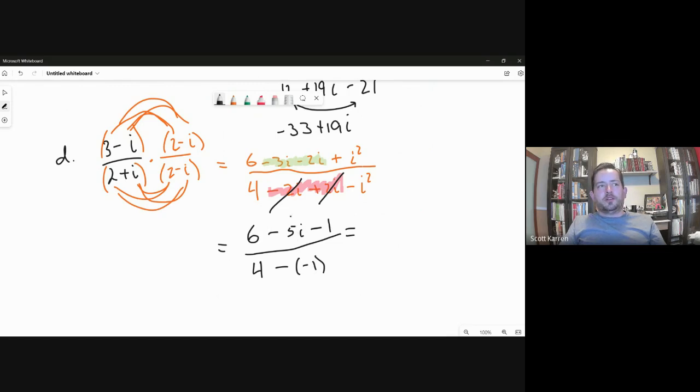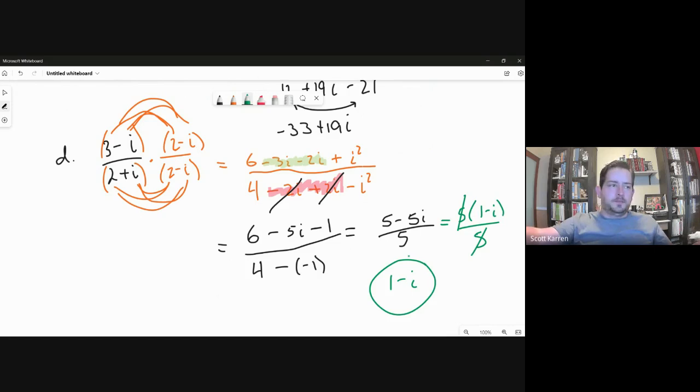So in the numerator, I can combine 6 and negative 1 to become 5. And I still have minus 5i. And in the denominator, I have 4 minus negative 1. That's 4 plus 1, so that's 5. And because everything is divisible by 5, in order to be able to simplify with the denominator, you need to be able to factor out something that simplifies. And since I can factor out a 5, those will simplify, and my final answer is just 1 minus i.